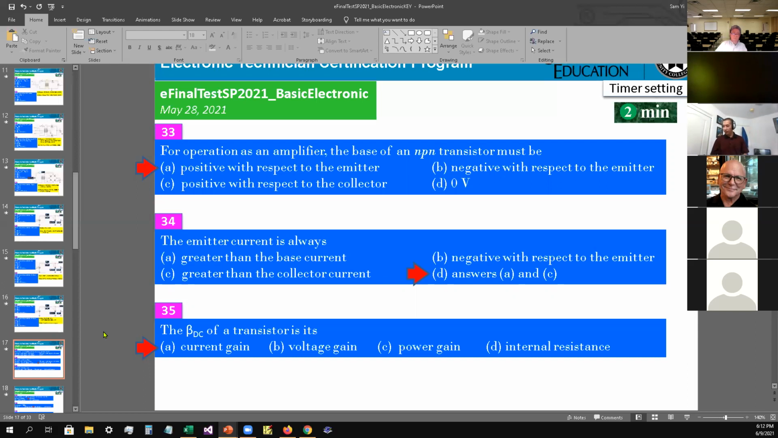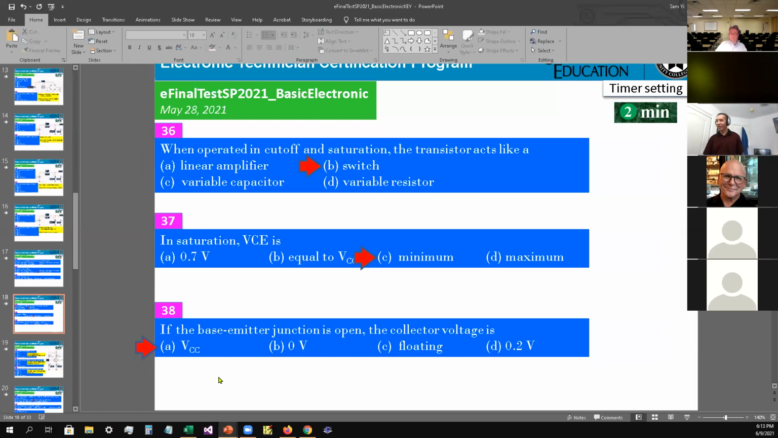35, so the beta DC of a transistor is, okay, so remember we got beta equals IC divided by IB, okay? IC over IB, so therefore it's a current gain. Okay. So the answer is A as in apple for 35. Any question?